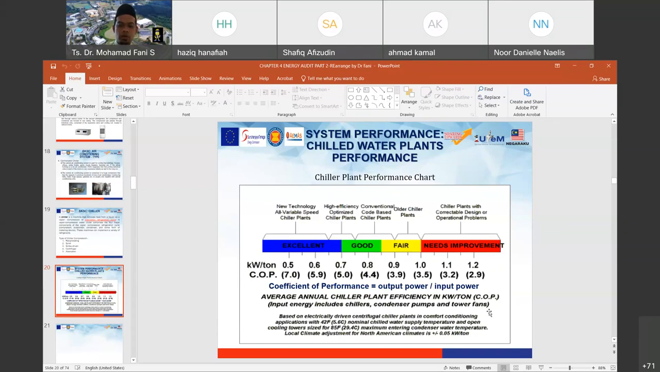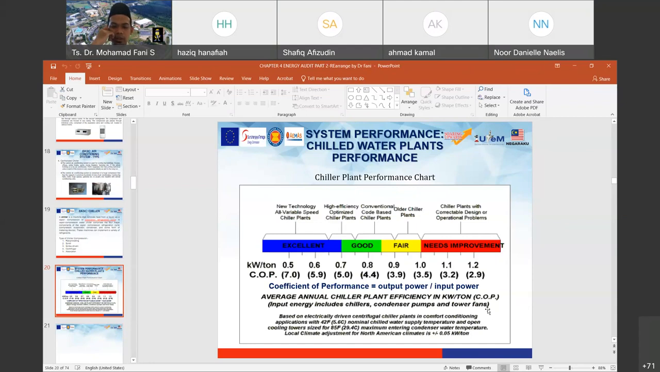To measure, the coefficient of performance is equal to output power over input power. It is like measuring motor efficiency: you take the measured power over the rated power, and we get the efficiency of the motor. For the chiller, the coefficient of performance is output power over input power, or you can calculate kilowatt per RT, kilowatt per ton.